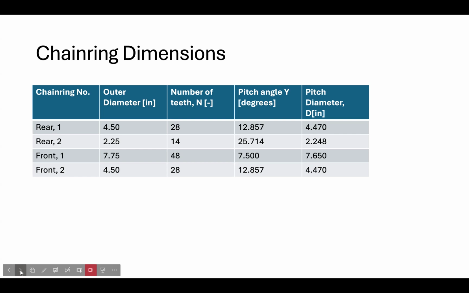Moving towards the front by the pedals, the largest front chain ring had an outer diameter of 7.75 inches. It was 48 teeth with a pitch angle of 7.5 degrees and pitch diameter of 7.65 inches. And then the smallest front chain ring had an outer diameter of 4.5 inches, 28 teeth. Again, the same pitch angle as the other 28 tooth sprocket found in the rear, and the same pitch diameter as well.